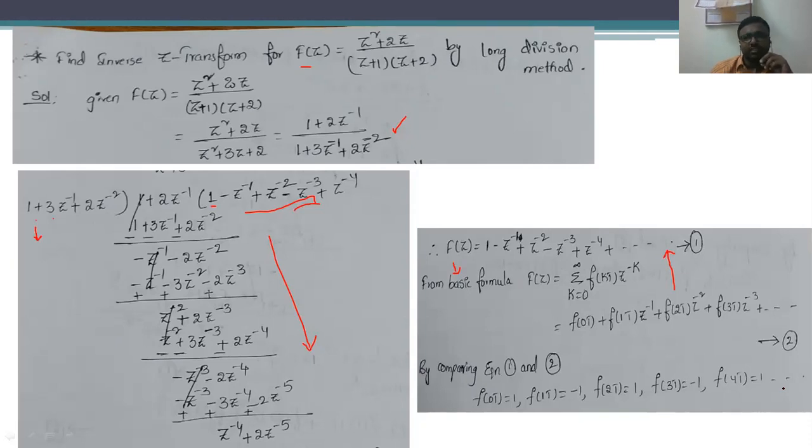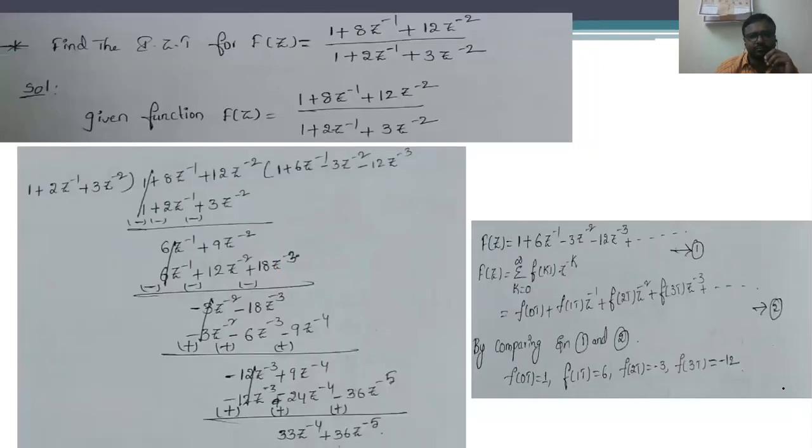Or x of z to x of t value. That is nothing but x of z to x of t. We are applying the inverse z transform. Okay. So in this method also we are going to look at the second problem, that is here.